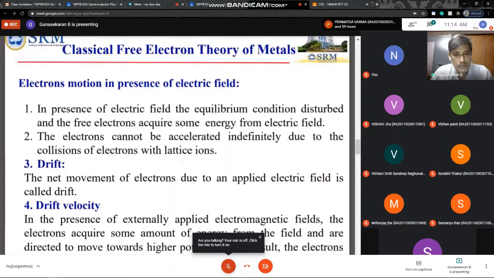As a result, the electrons acquire some constant velocity, which is the drift velocity. I think you got the expression for drift velocity in the 12th standard. Is it correct? Minus eEτ by m. Yes sir. Yes. Now come to the point.